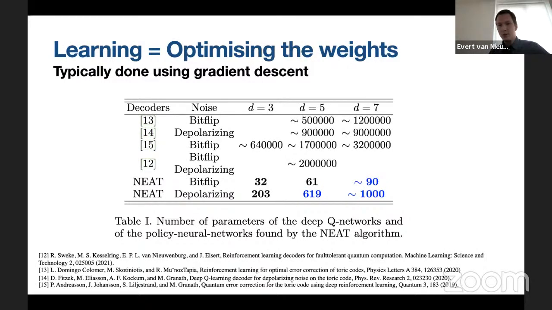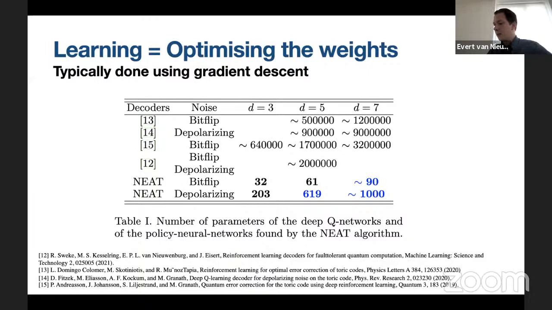Here's a bunch of references that do reinforcement learning for error correction. I did not touch upon at all supervised learning or unsupervised learning for error correction. Those also exist. And so maybe in all fairness, this is a work that I was also involved in for different types of noise. And the networks, these were Q networks, used millions, 2 million or 9 million parameters. And the NEAT networks we find for these cases use only a handful of parameters. These are parameters, not neurons. So there's, in some cases, 4 orders of magnitude smaller networks that you get from this optimization technique versus Q learning.